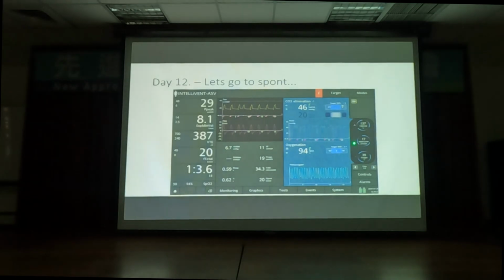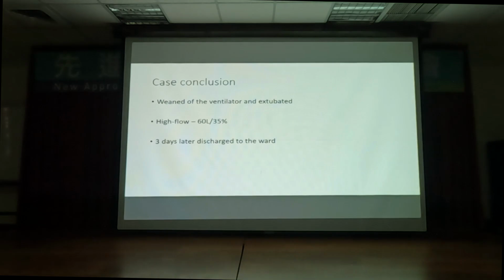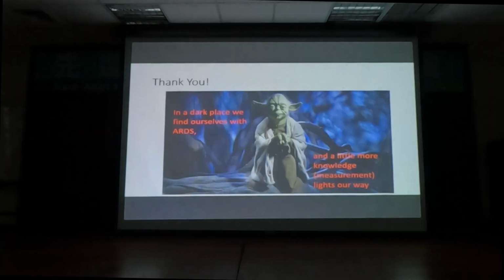And day 12, let's go to SPONT. See, SPONT breathing at high PEEP, no problem, 39%, 94. Then a couple of days later, I go to SBT, 5 PEEP, 30%, 25, like I've shown you in the first lecture. And the patient was weaned off. She got chemo, of course, and the resistance weaned off the ventilator, extubated, high flow, 60 liters, 35. 3 days later, she was discharged to the ward. Unfortunately for the patient, afterwards, second, third, fourth chemo, she got sepsis and unfortunately died, but this was a progression of the malignant disease and not what we were treating.